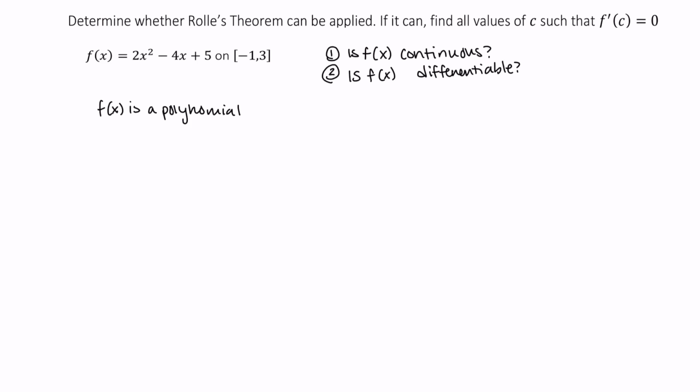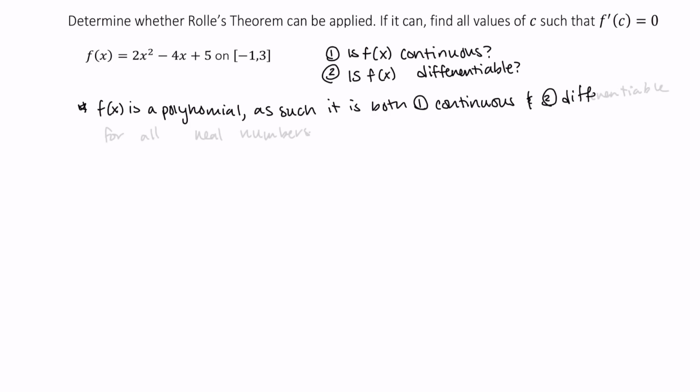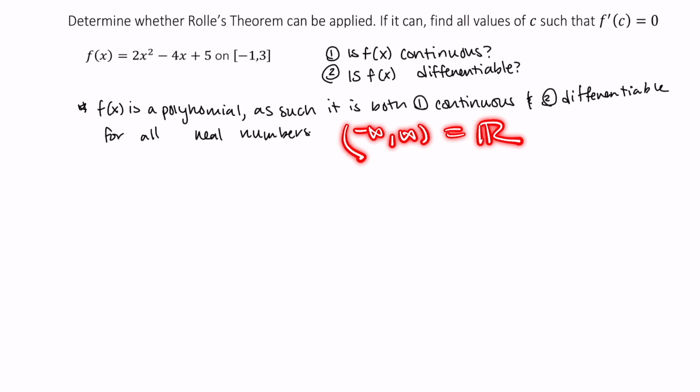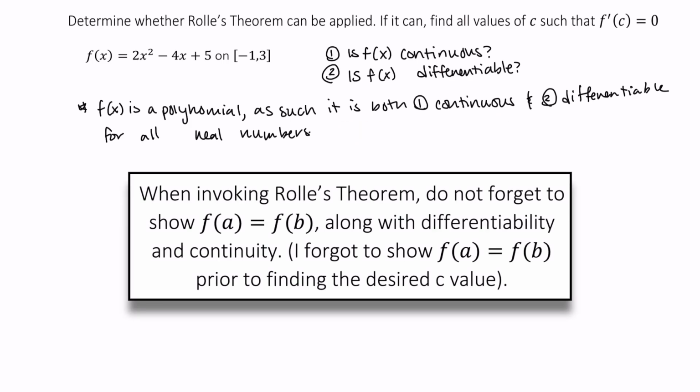So actually, here's what I'm going to do. It is both continuous and differentiable. So for all real numbers, so what I mean, it is continuous and differentiable everywhere. This can also be looked at in this manner. All right, so the conditions of Rolle's theorem are met. We have continuity and differentiability.